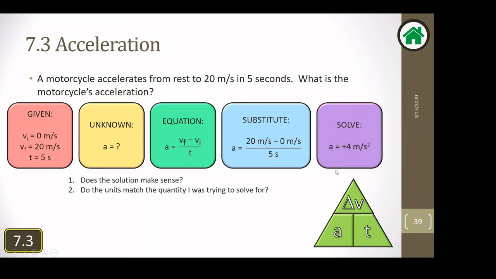Does this answer make sense? Yes, it does. If you accelerate at 4 meters per second every second, then after 5 seconds, you will have increased your velocity by 20 meters per second. And the units check out, so this answer looks pretty good.